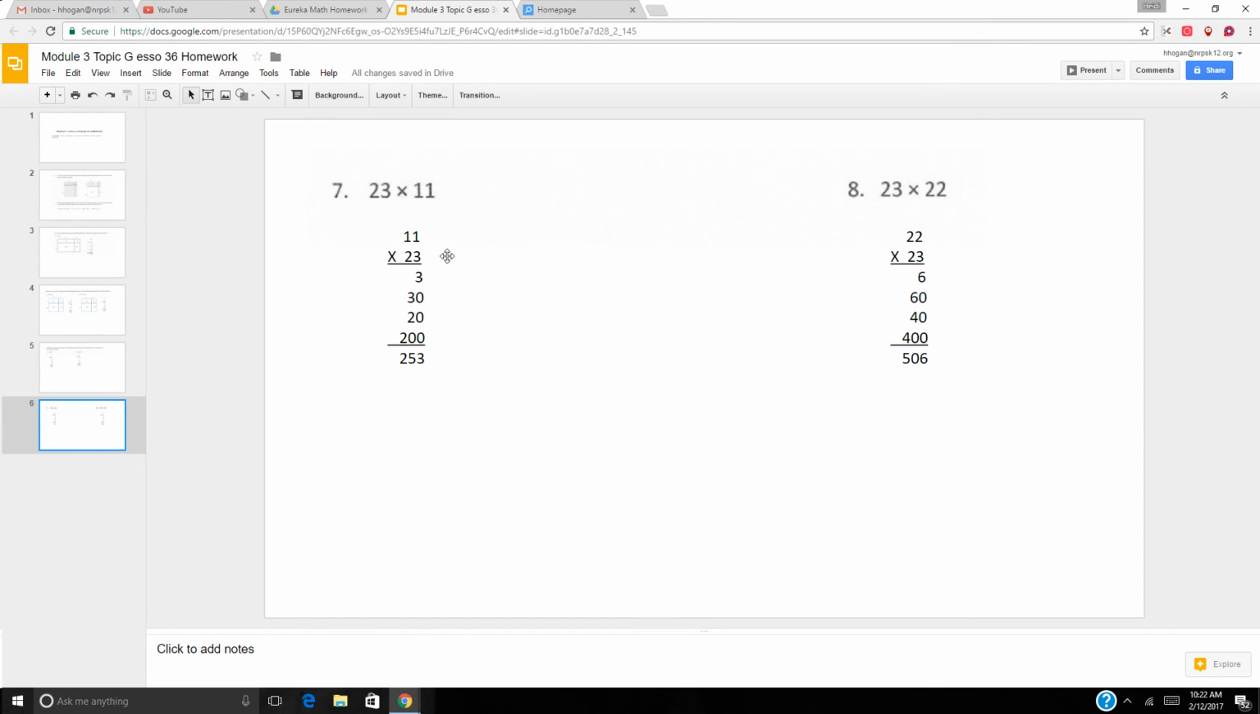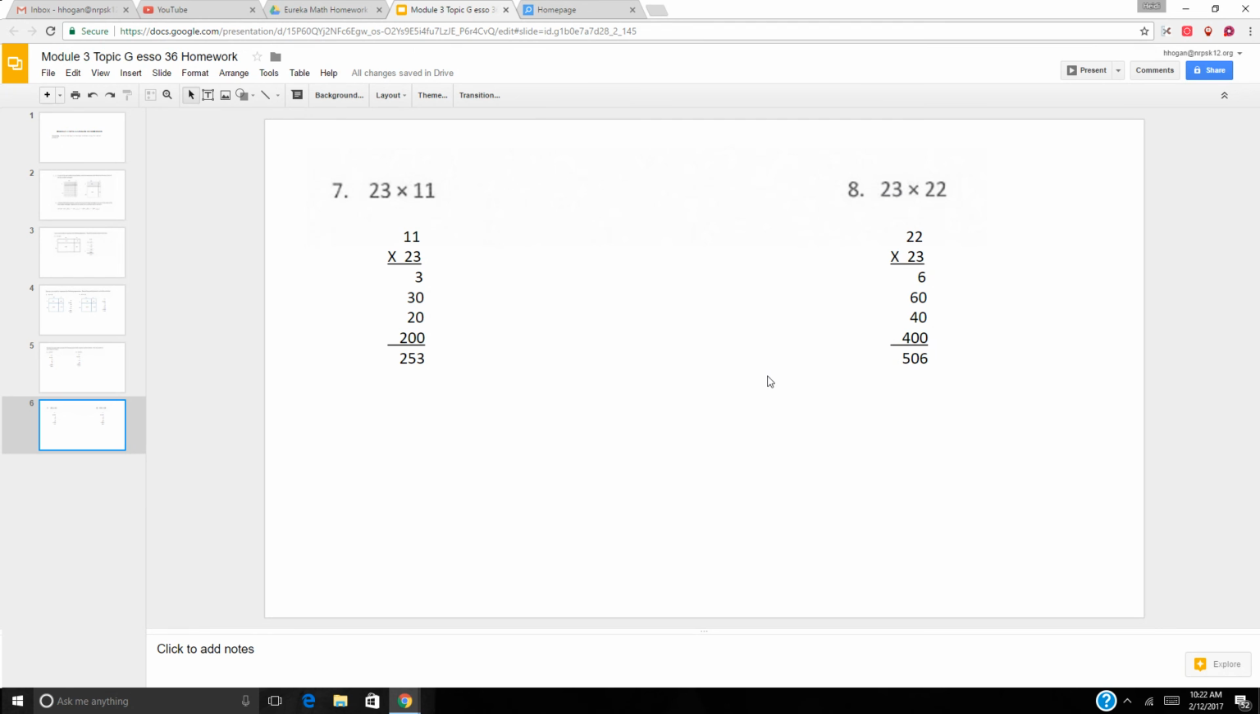23 times 11. 3 times 1 is 3. 3 times 10 is 30. 20 times 1 is 20. 20 times 10 is 200. You add those up and you get 253. 23 times 22. 3 times 2 is 6. 3 times 20 is 60. 20 times 2 is 40. And 20 times 20 is 400. Add them together and you get 506.